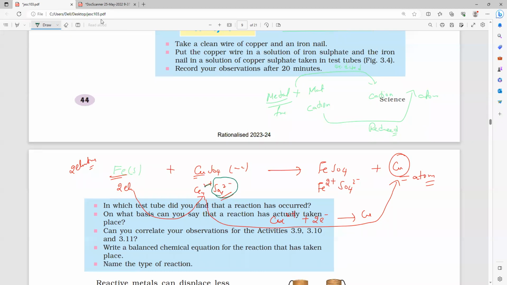So copper has 2 electrons less. So it will receive the 2 electrons from iron and turn into an atom. And iron will lose those electrons, so it is getting oxidized, and here copper is getting reduced. That is why these are called redox reactions. I hope everybody understands this example. Nobody will make this one.